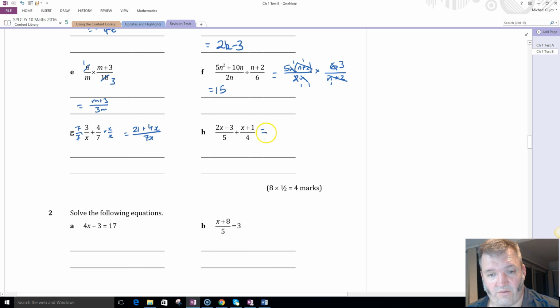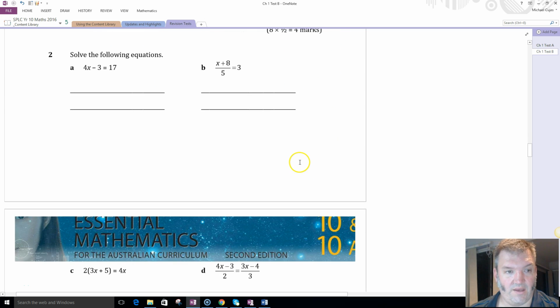Finally, got to write them with the common denominator. It's not solving an equation, so I can't just multiply through by 20. I need to write them as 20ths. The first expression got multiplied by 4 over 4, so that's 4 times 2x take 3. The second one was multiplied by 5 over 5, so it's 5 times x plus 1. Simplifying that, I'm going to have 8x plus another 5x is 13x. Negative 12 plus 5 is negative 7 over 20. There we go. Getting closer to the end now.